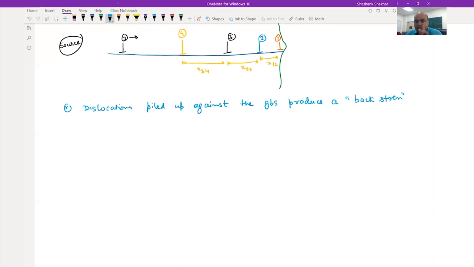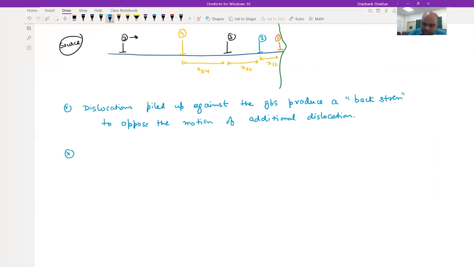So when dislocation two comes, dislocation one, which is already there in the pileup, is going to produce a back stress on dislocation two. Similarly, when dislocation three comes, both dislocations one and two are going to produce a combined back stress on dislocation number three. And this back stress is opposing the dislocation motion. So all the piled up dislocations are going to produce back stress to oppose the motion of any additional dislocation. Okay, that is point number one.